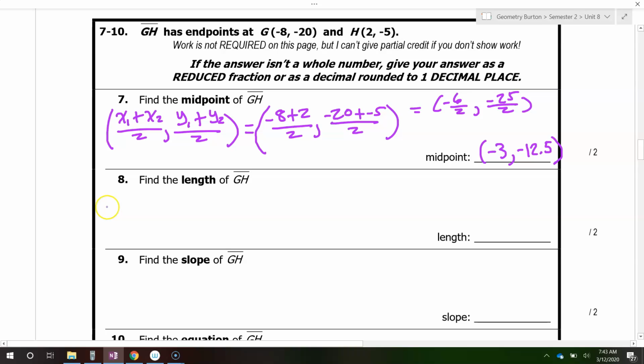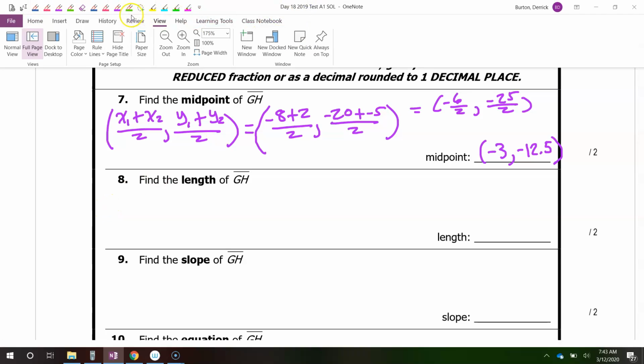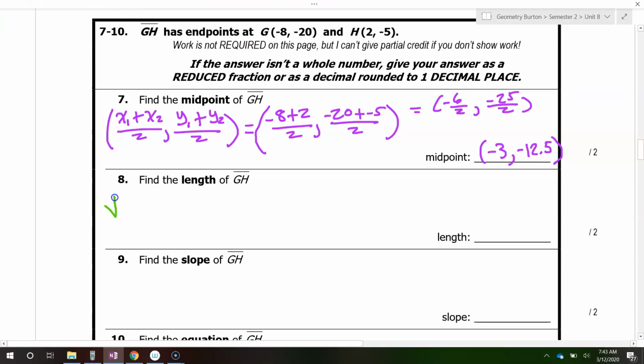So that was the square root of x minus x squared. All right, so that's going to be 2 minus negative 8, or in other words, 2 plus 8 squared, because when you subtract a negative number, you add. And then now we're going to do y minus y. So again, that's going to be negative 5, but then I'm going to do plus 20 because minus a negative is a positive.